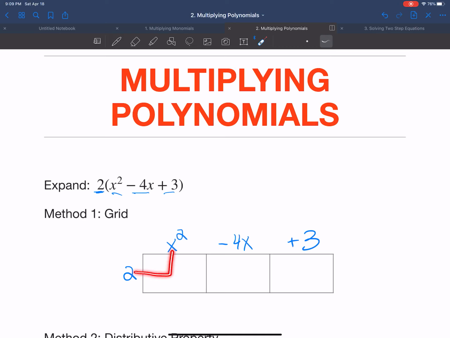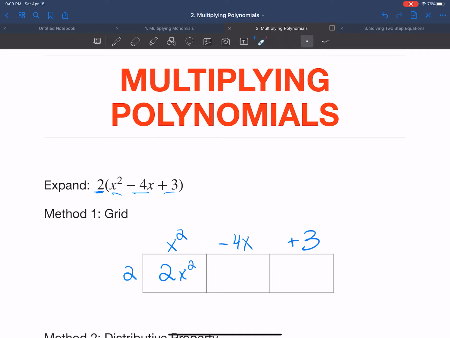So I'm going to multiply 2 times x squared. Well, there's an imaginary 1 in front, so 2 times 1 is 2. And there was an x squared when I multiplied, but there's no x on the 2 over here, so there's nothing to change this x squared. It's going to stay x squared. So multiplying 2 times x squared made 2x squared.